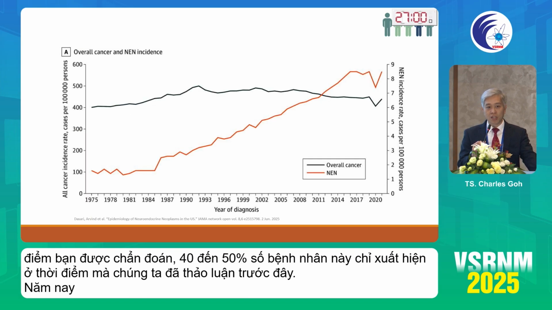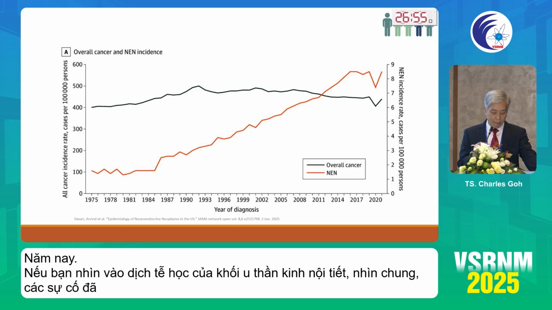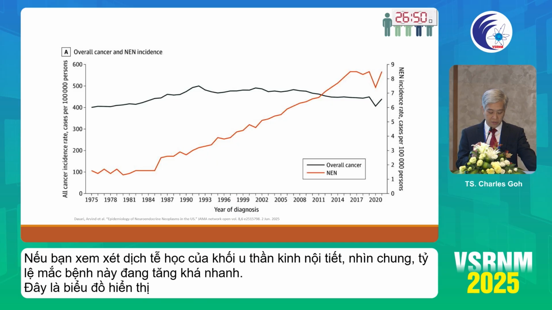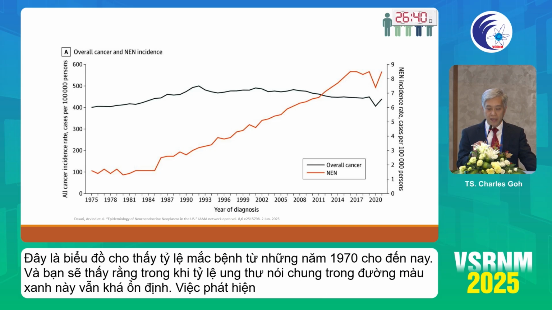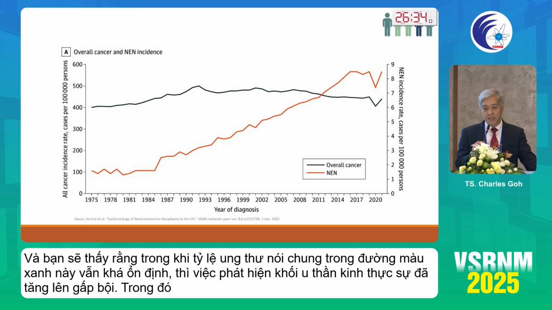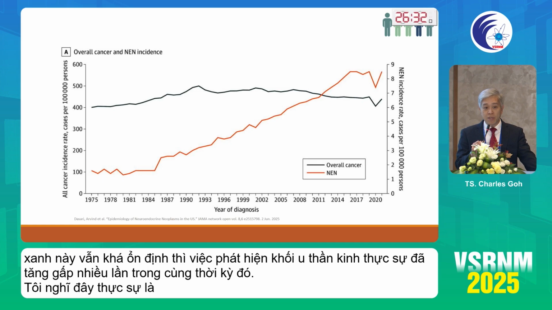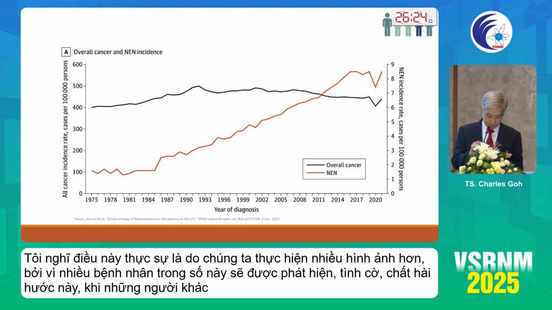If you look at the epidemiology of neuroendocrine tumors, overall, their incidence has been rising quite rapidly. This is a chart showing the incidence since the 1970s till today. You will see that while the overall cancer rate in this blue line has remained fairly stable, the detection of neuroendocrine neoplasm has actually increased many-fold in that same period. I think this is because of a lot more imaging that we perform, because many of these patients will be found incidentally with these tumors when other imaging is performed.